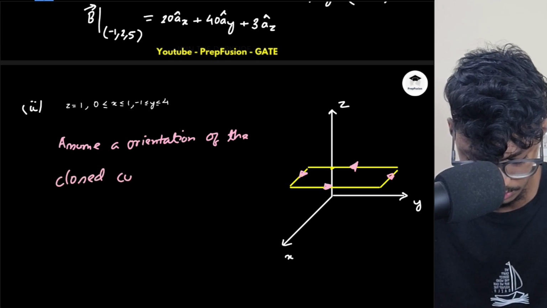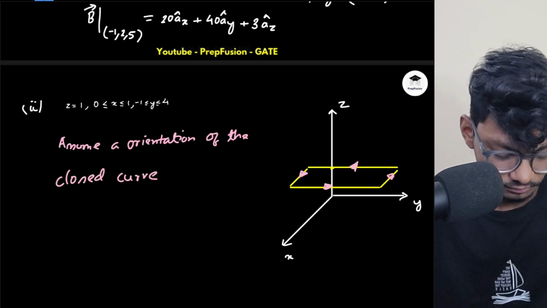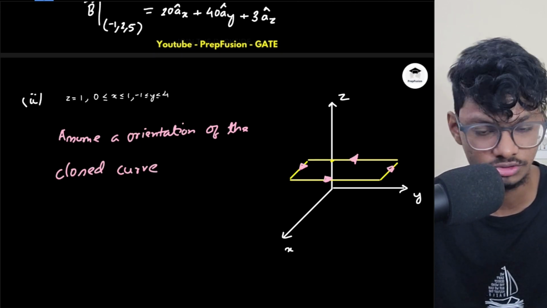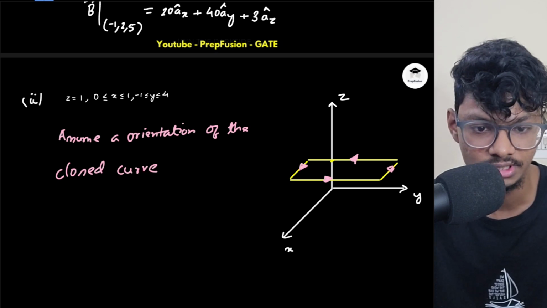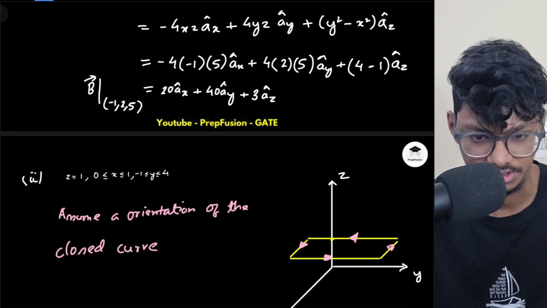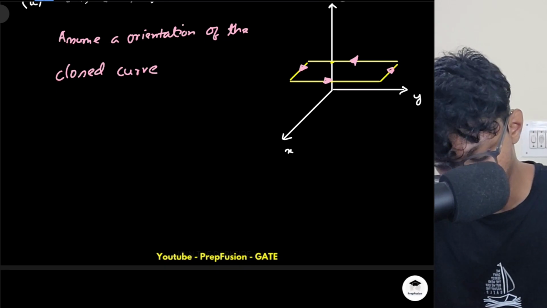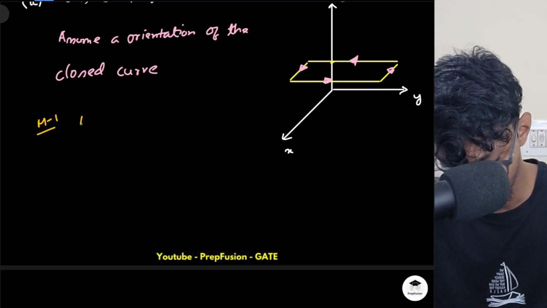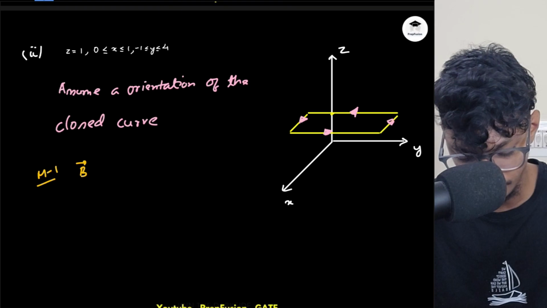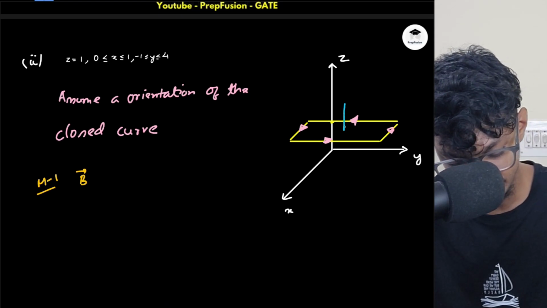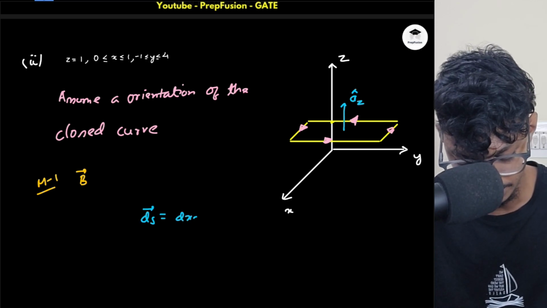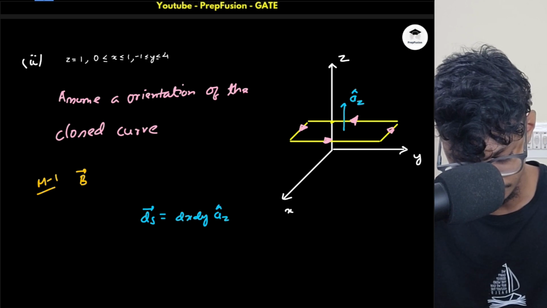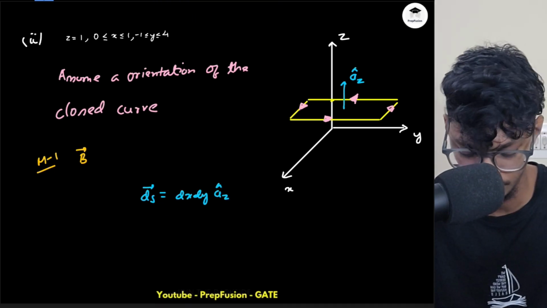Now I can find the flux using two methods. One is using the magnetic flux density, another is simply using the magnetic vector potential. So I will solve it using two methods. Method 1, using B. First of all, what is my area vector? The area vector direction is in the plus AZ cap direction. And the differential surface ds will be simply dx dy AZ cap.